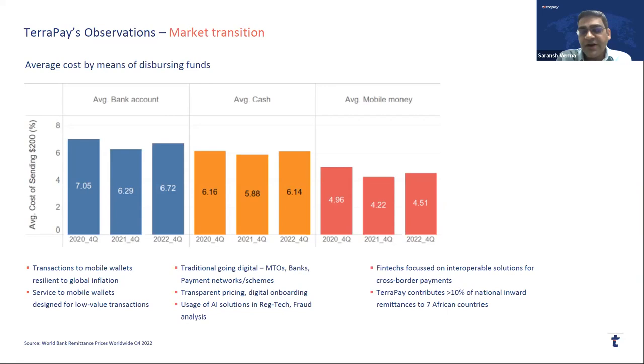Fintechs, of course, have been focused on interoperable solutions for cross-border payments. Network effects help in reducing capex for market participants, and that is where interoperable solutions play a very important part. In fact, when we did a study of how much we are contributing compared to national inward remittance numbers, we found that TerraPay was contributing more than 10% of national inward remittances to 7 African countries. And of course, that does not include other countries where we are contributing less than 10%, but a significantly large value because those economies are larger. So at a market level, we clearly see a shift towards digital solutions and digital services for cross-border payments.